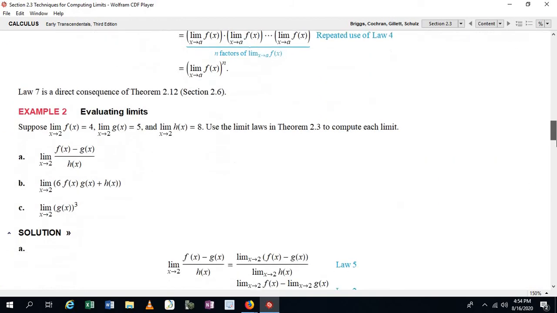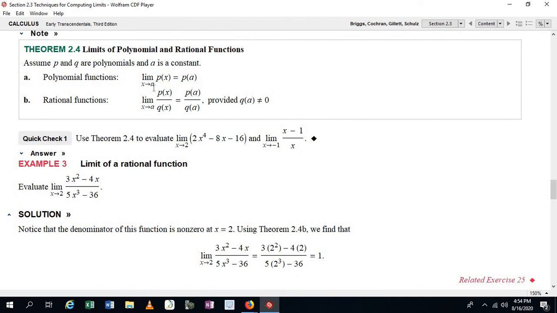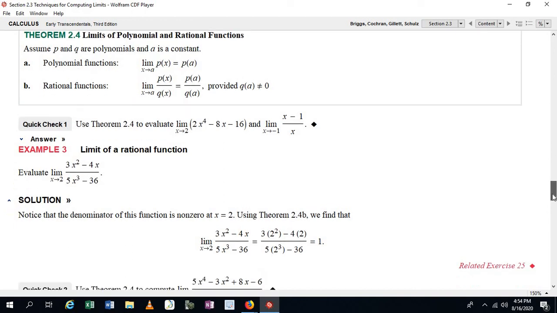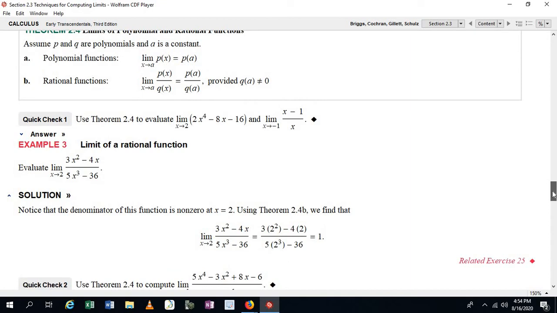That's actually contained in theorem 2.3 or 2.4, because linear functions are polynomials. They're first degree polynomials. Okay? So we have several cases where we can use direct substitution to evaluate limits.